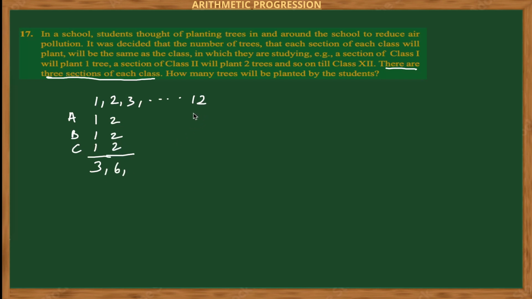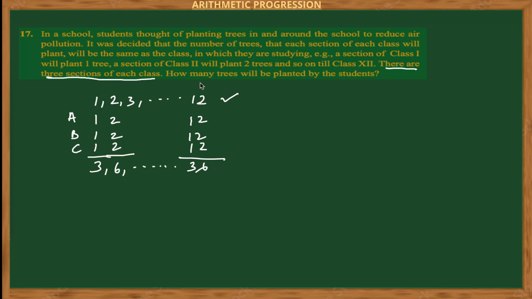Similarly, class 12th has section A, section B, and section C. So totally they will plant 36. Okay, so this is our sequence. So just be careful, this is the twist here. There are 3 sections of each class. If it was 1 section, then you could go with the simple sequence, but there are 3 sections in each class. So this is how you can write the sequence.